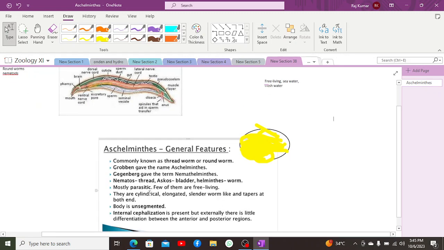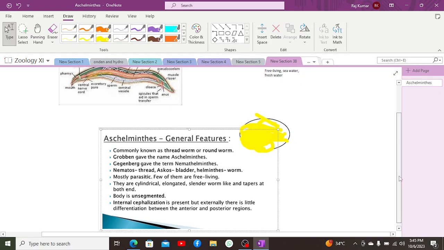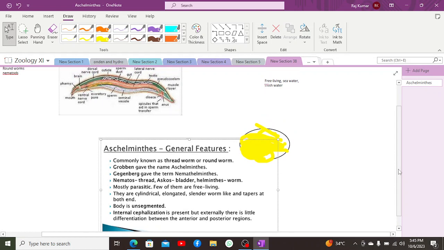They are cylindrical with two pointed ends, as you can see in the diagram. They are elongated, ranging from microscopic to as long as 1 meter, while most Aschelminths are less than 5 centimeters long. They are slender, worm-like, and taper at both ends. The body is unsegmented.